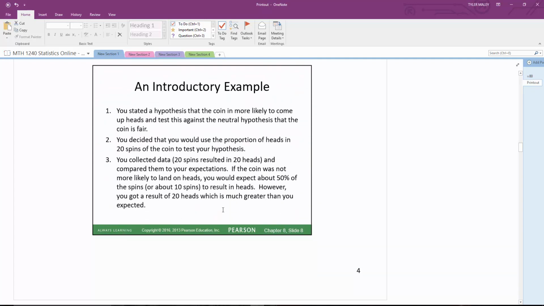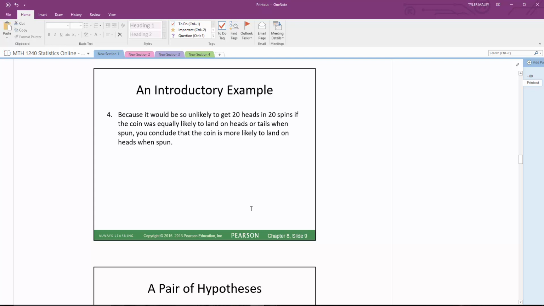So number 1, we did state a hypothesis that the coin is more likely to come up heads and test this against a neutral hypothesis that the coin is fair, right? Step 2, we decided you would use the proportion of heads in 20 spins of the coin to test your hypothesis, and we collected data. 20 spins result in 20 heads and compare them to my expectation. If the coin was fair, you would expect about 50% of the spins, or about 10 spins, right, to result in heads. However, we got a result of 20 heads, which is much greater than you expected, right?